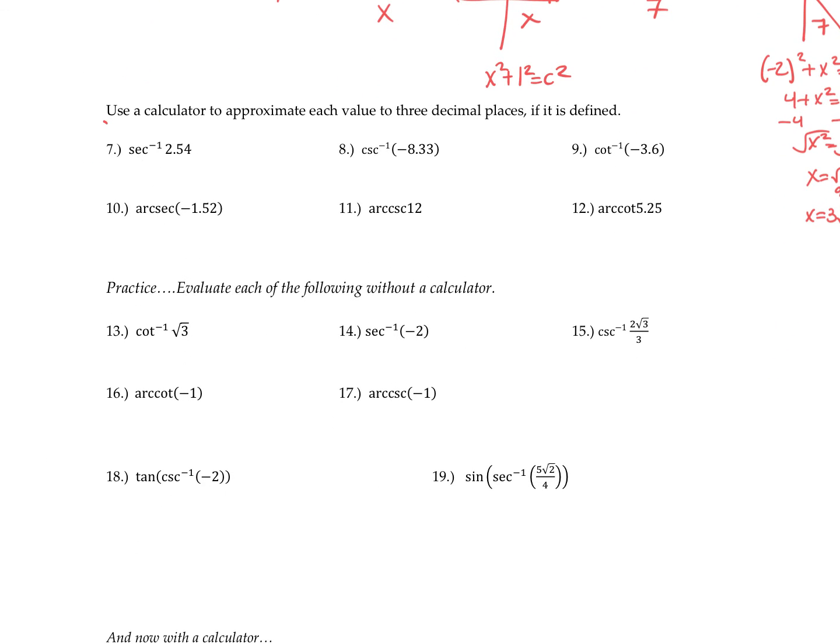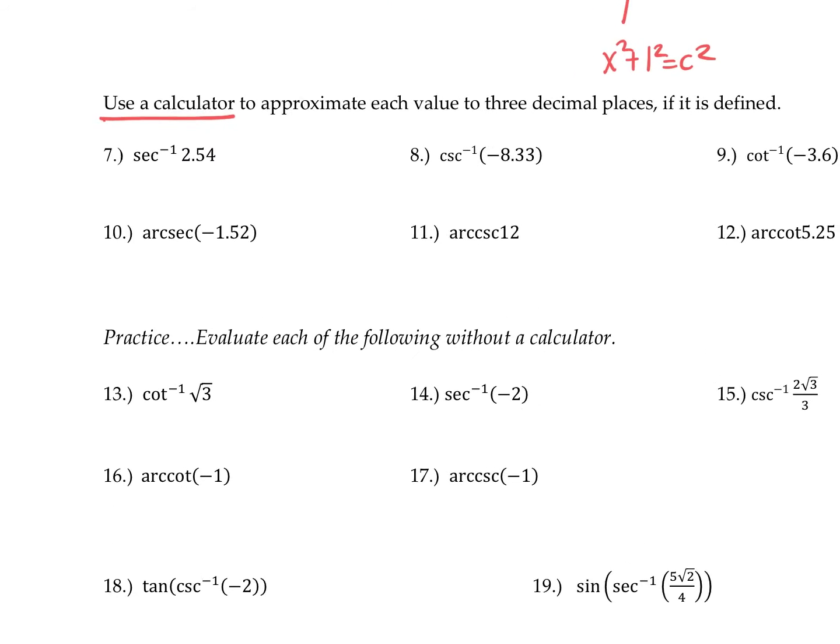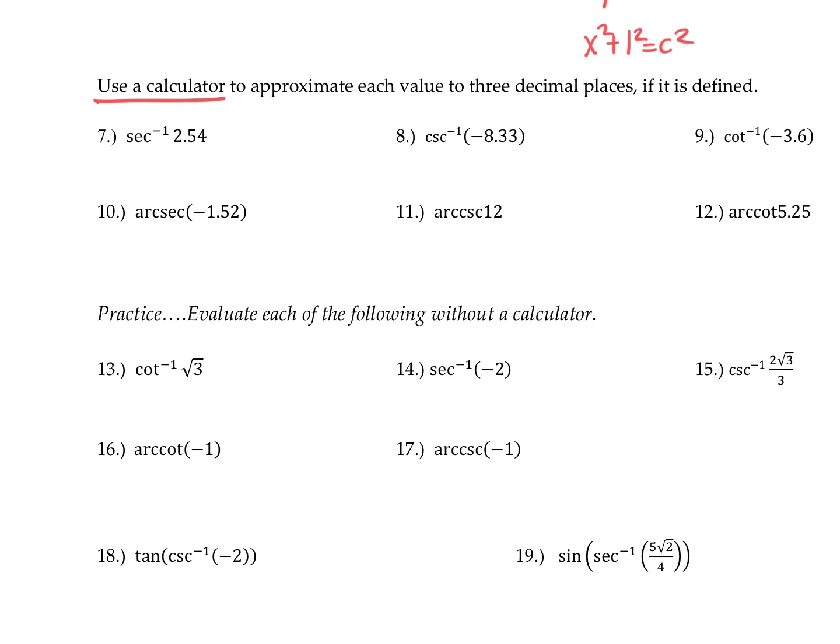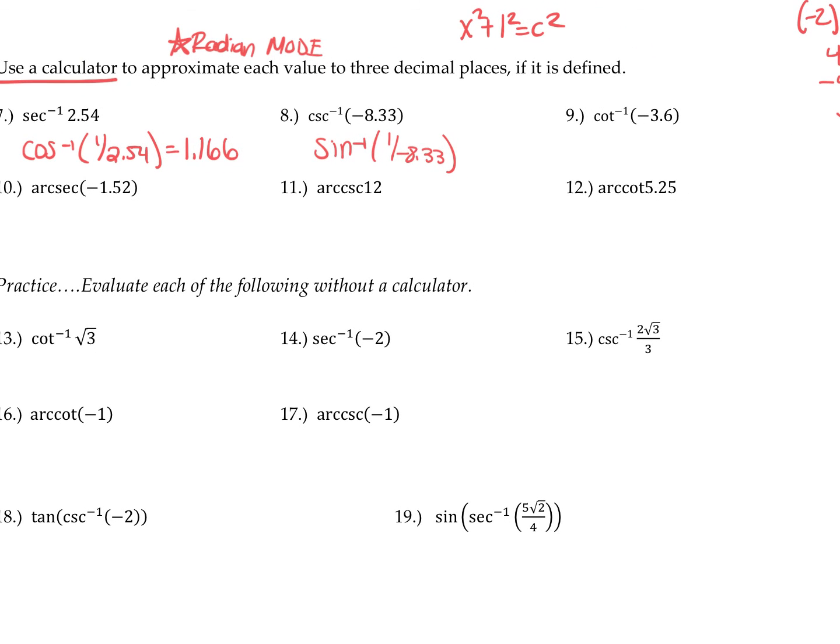Now this bottom section, you're using your calculator, so just be very careful about how you type these in. There is no inverse secant, cosecant, or cotangent buttons, so we have to use the inverse sine, cosine, and tangent. So secant is going to be the inverse cosine, but then you're going to do 1 over, so you're doing the reciprocal of that value, and you should get 1.166. Again, be careful that you're in radian mode. Cosecant would be sine, and then we're going to do the reciprocal, sine inverse. And so we're going to get negative 1.20.